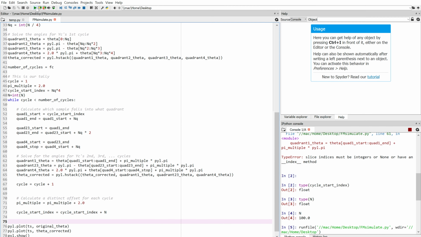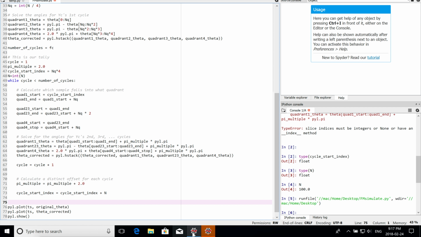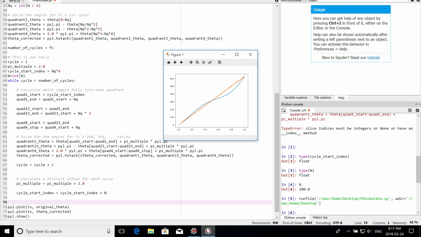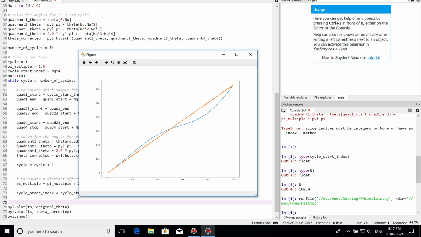Let's try viewing our two sets of angles a second time. Well, this is definitely closer, but our two sets of angles still don't match up, so it would be easy to assume that there is something that is just plain wrong with our demodulation scheme, but this isn't the case.